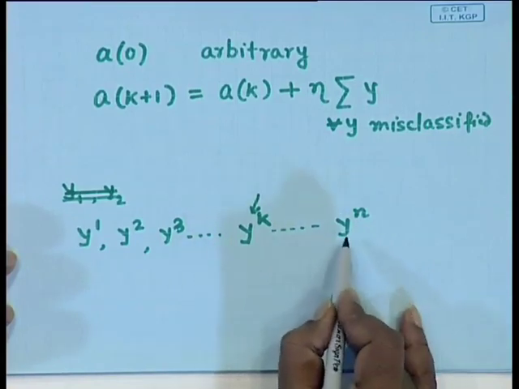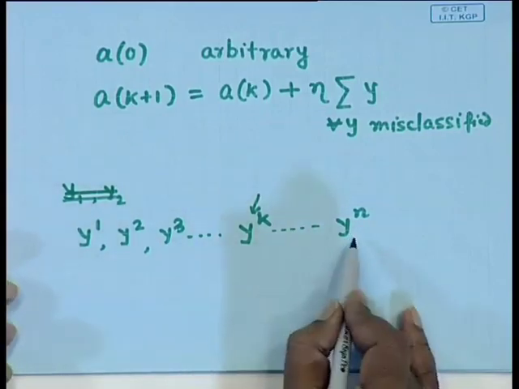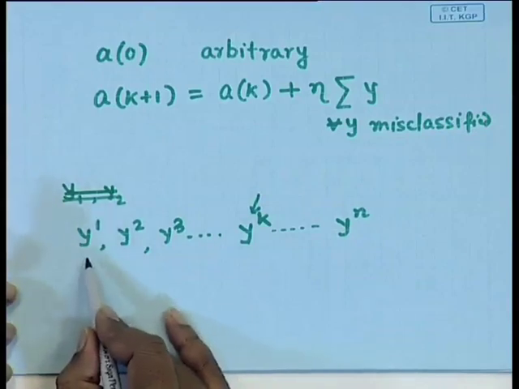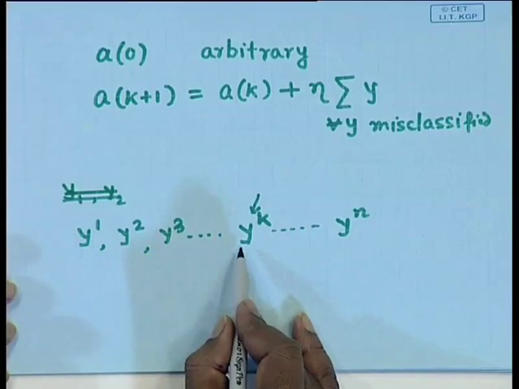Now, if all other samples up to y n are properly classified by this modified weight vector, I need not modify the weight vector anymore, but I am not sure what happened to y 1 to y k minus 1. Because y 1 to y k minus 1 were properly classified by the previous weight vector, and I modified the weight vector when I encountered the kth sample. I am not sure whether this modified weight vector will also properly classify all these previous samples or not. So, I have to try it again.